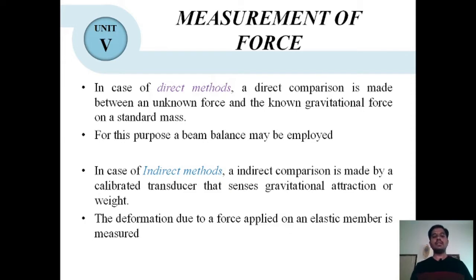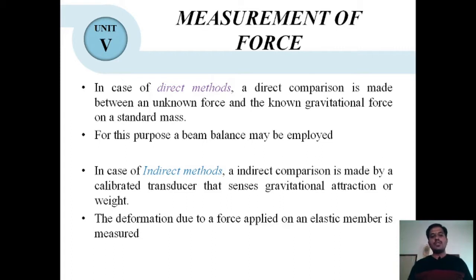What is this beam balance? If this is my beam and I apply a force on this end of the beam, the end will try to move downwards and the other end of the beam will try to move upwards. So here, if you place an unknown entity, we will try to increase the forces at the unknown side, until the beam is in equilibrium on both sides.